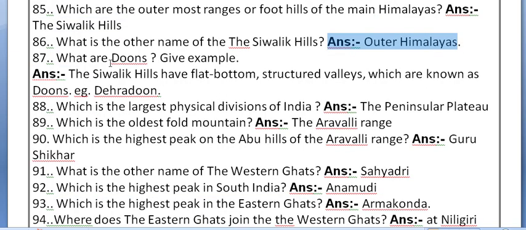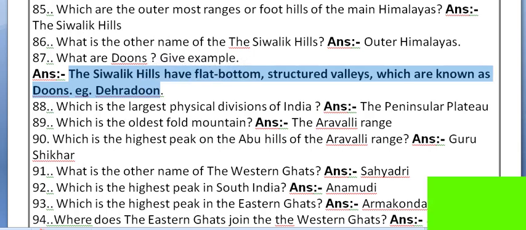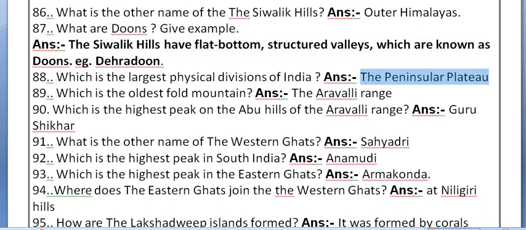What are dunes? Give example. The answer is the Shivalik have flat bottom structured valleys which are known as dunes. Example, Dehradun. Which is the largest physical division of India? The answer is the Peninsular Plateau.